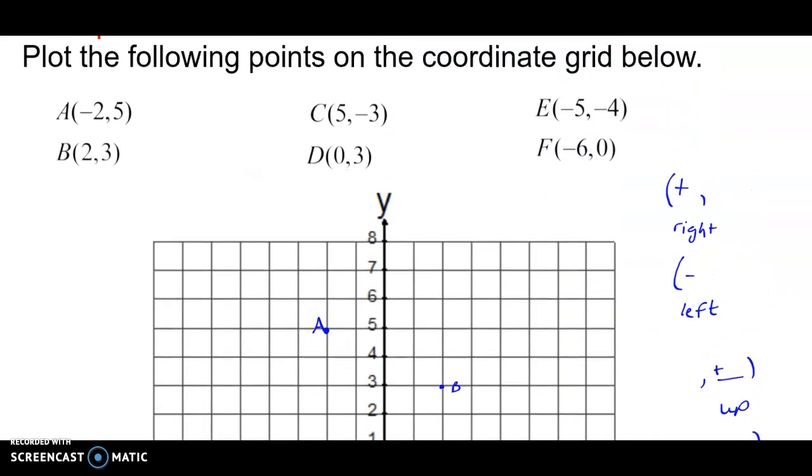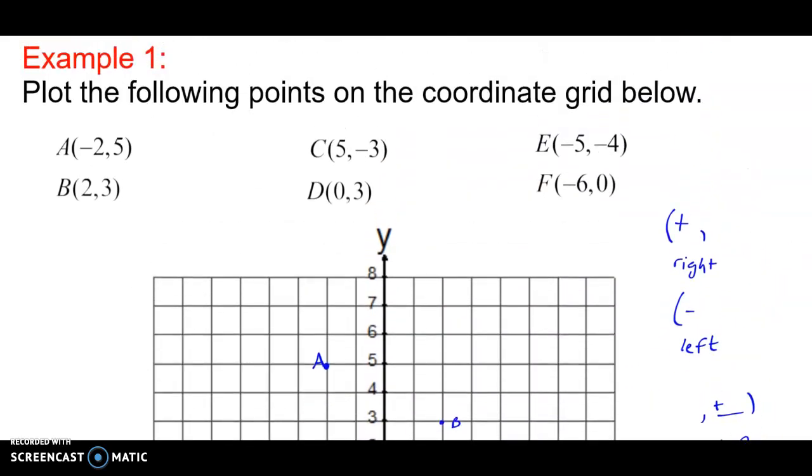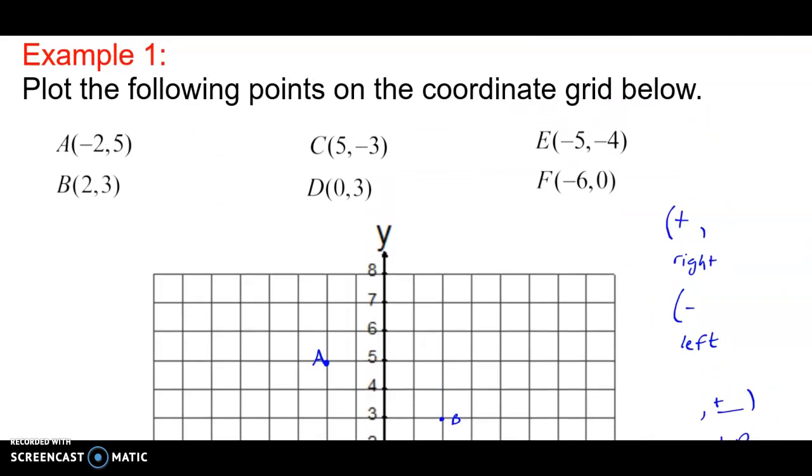So point C, we are going to go 5 right and 3 down. 1, 2, 3, 4, 5. 1, 2, 3 down. And we'll label that one point C. All right, you take a second and you plot D, E, and F.